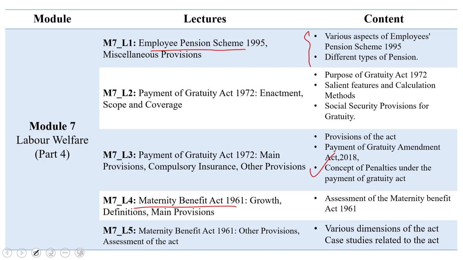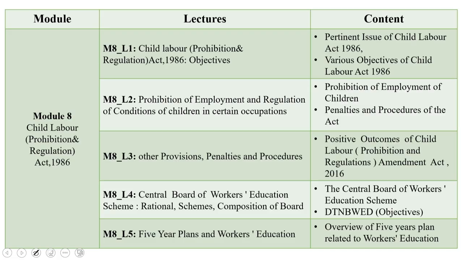And if you look into the recent updates, the Maternity Benefit Act 1961 has been amended through the Maternity Amendment Bill 2017, which was passed in Lok Sabha, I think, in March 2017. So this is something we have seen with respect to the Maternity Benefit Act. We have seen the benefits, some of the salient features, and the main highlights with respect to the act, which was one of the defining acts when it came to labor welfare and industrial relations. In the eighth module, we ventured into the Child Labor Prohibition and Regulation Act 1986.